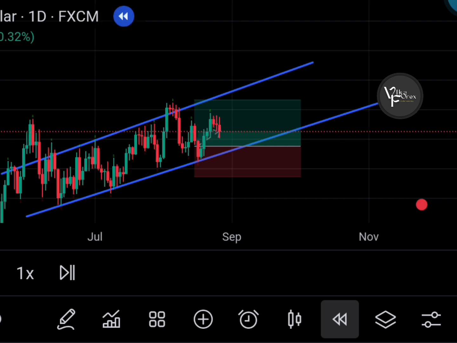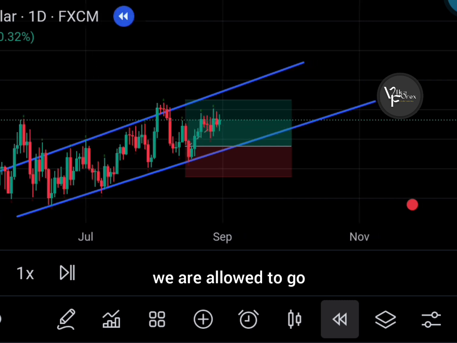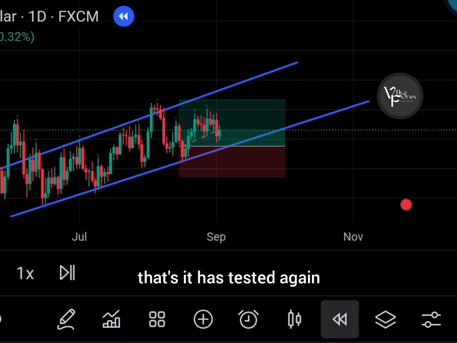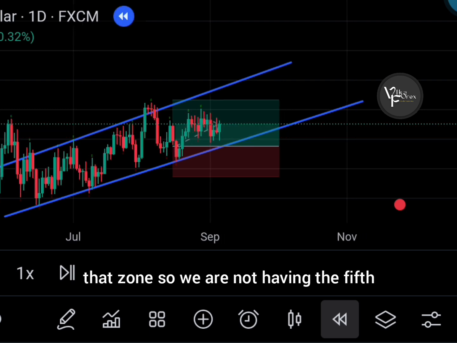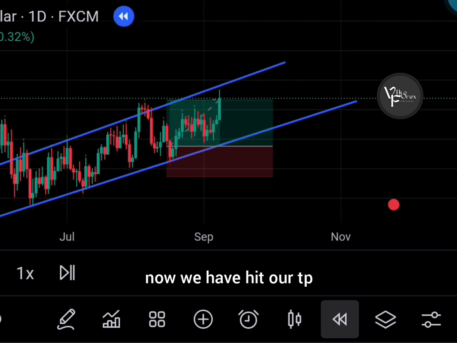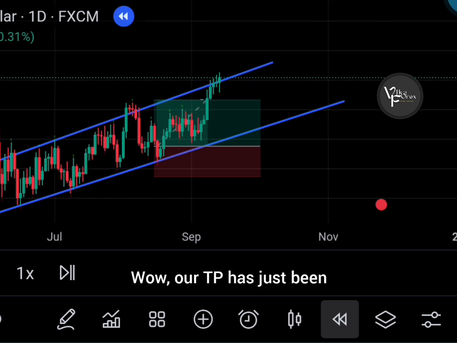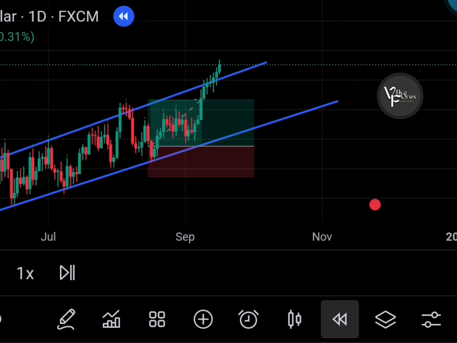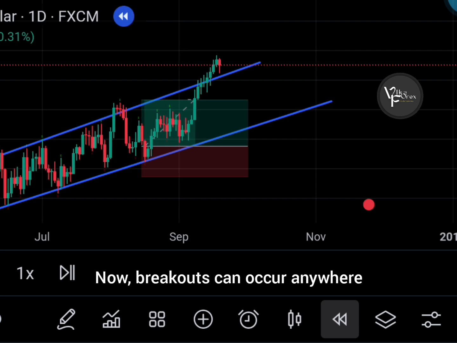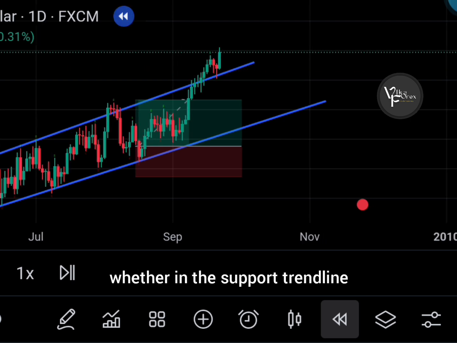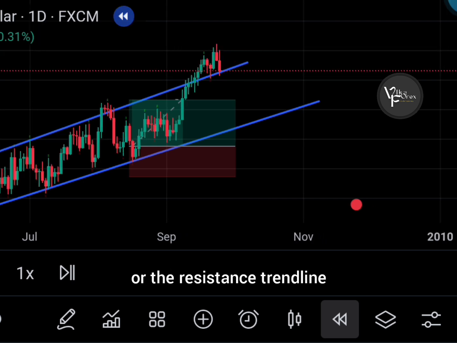It has tested that zone again, so we are now having the fifth. Now we have hit our TP. We've hit our TP, and wow, our TP has just been smashed, and we have a breakout. Now, a breakout can occur anywhere, whether on the support trend line or the resistance trend line.